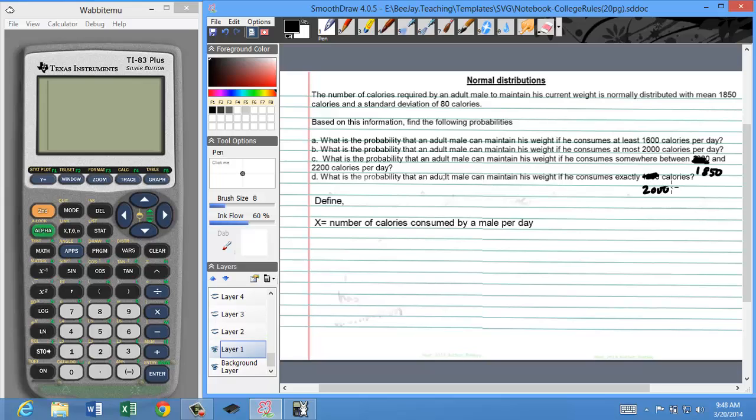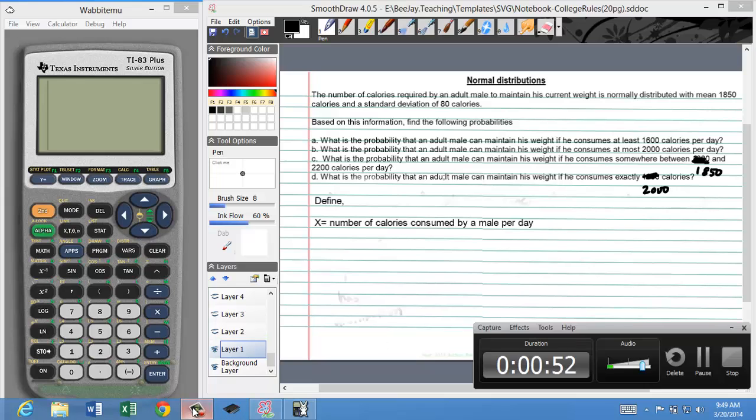This does not affect the process of finding probabilities. I just don't want people to get confused as to why I suddenly used 1850 when the problem clearly states 1600 and 2000. So before you watch the video, please make these changes, then proceed to watching the video. Thank you.